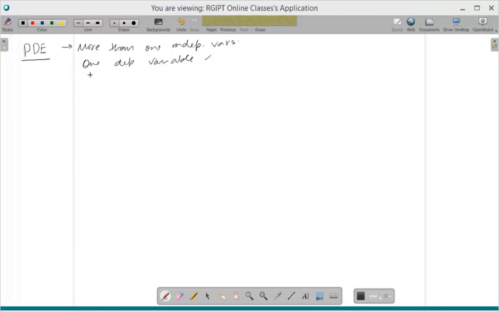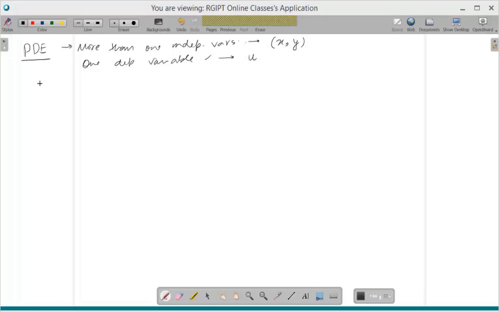So for example, we are going to call the independent variables, let's think of the simplest case of more than one, which is two. That's the lowest number of independent variables needed to have a PDE, right? Let's call them x and y, and the dependent variable I'm going to call u.